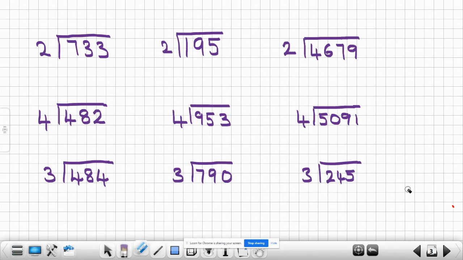Okay, this is part 3 of our videos on dividing using the bus stop method. And in these examples, we're going to see what to do when a number doesn't go in exactly. So when we get remainders at the end, instead of seeing them as remainders, we are going to take them and turn them into decimals, which is what should happen.